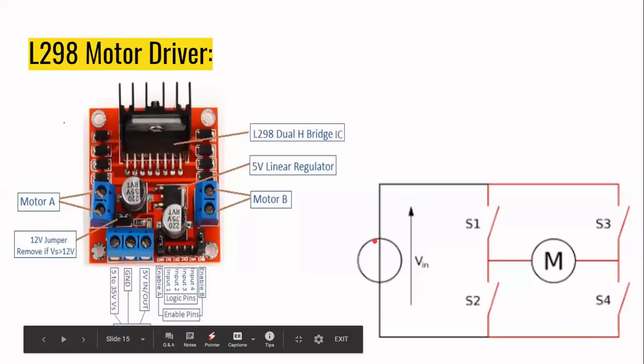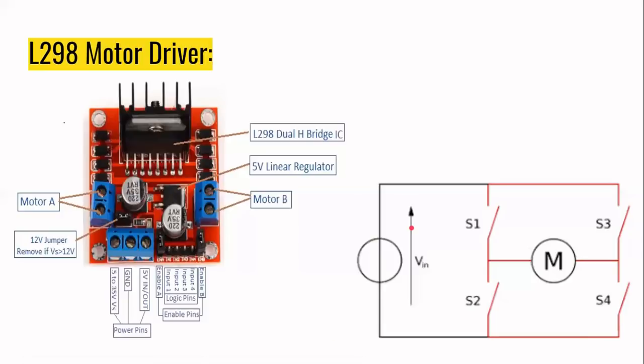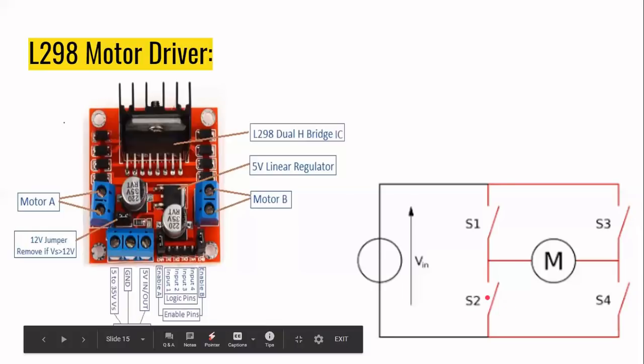But what if we want to make it run in opposite direction? So for that, we will turn on the S3 and S2. So in this case, the current will flow from right to left. Okay, so this will make the direction of the rotation opposite.